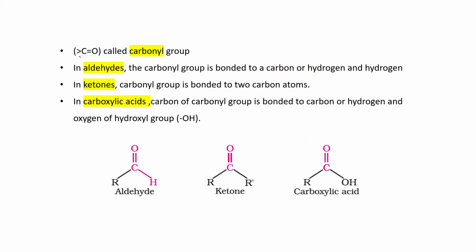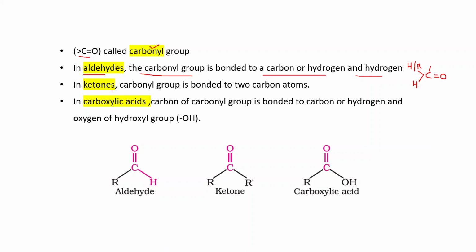See, this is CO. This group is called the carbonyl group. In aldehydes, the carbonyl group is bonded to a carbon or hydrogen, and hydrogen. In the case of an aldehyde, one valence of this carbonyl carbon is always satisfied by hydrogen, and the other valency may be satisfied by either H or R.